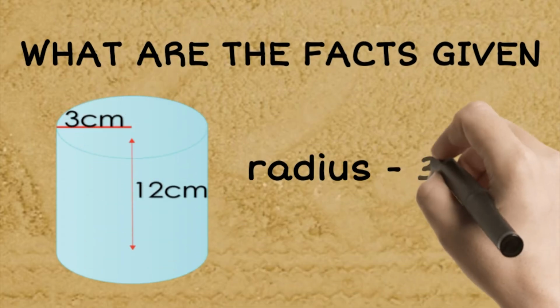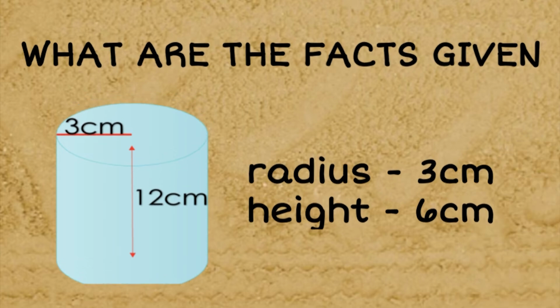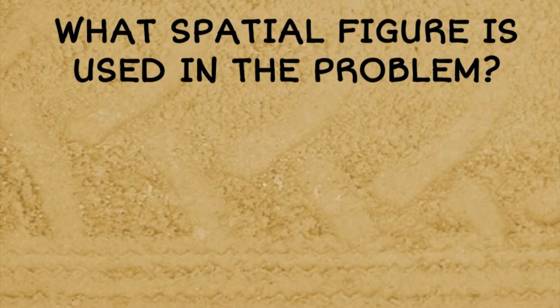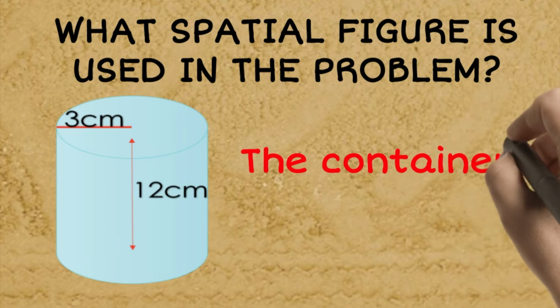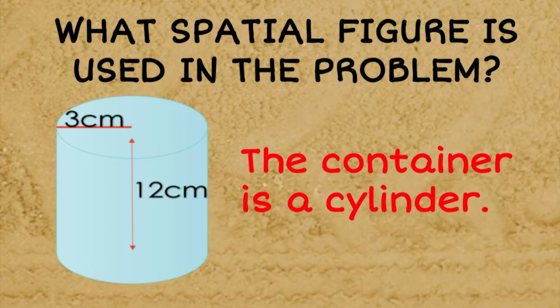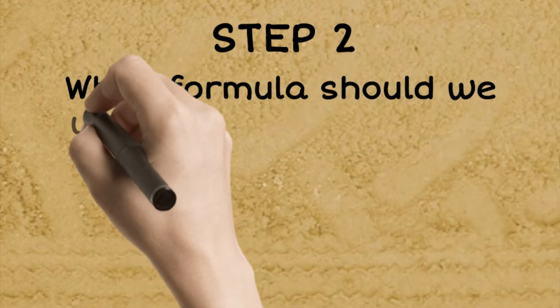What are the facts given? The container has a radius of 3 cm and a height of 6 cm. What spatial figure is used in the problem? The container is a cylinder. Therefore, in step 2, what formula should we use to find the volume of a cylinder?